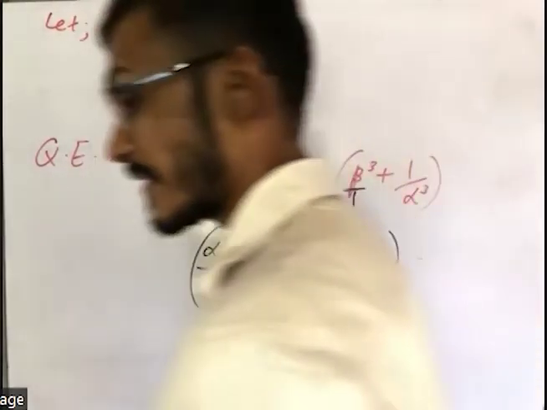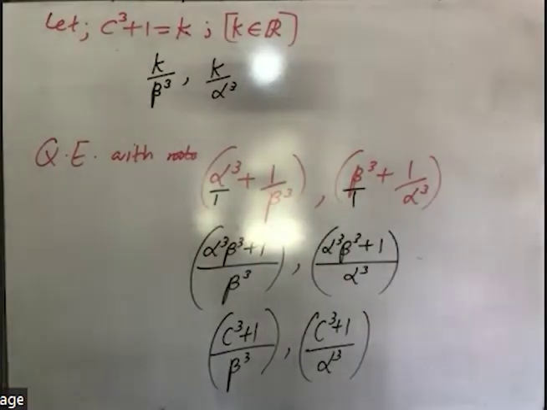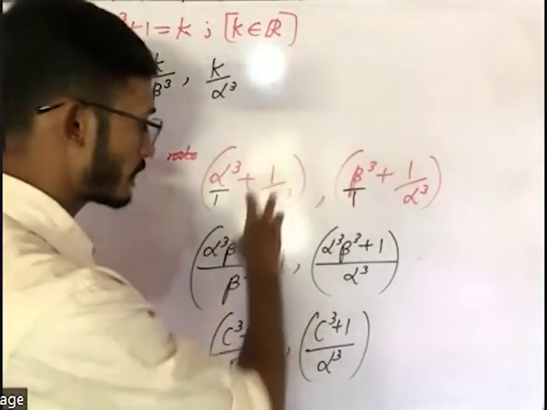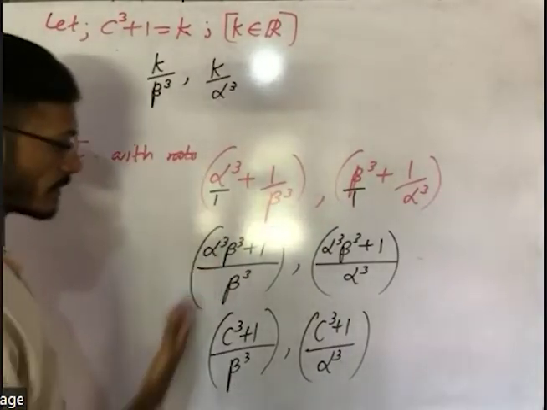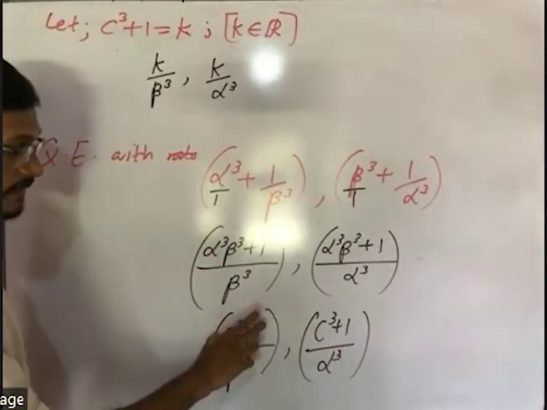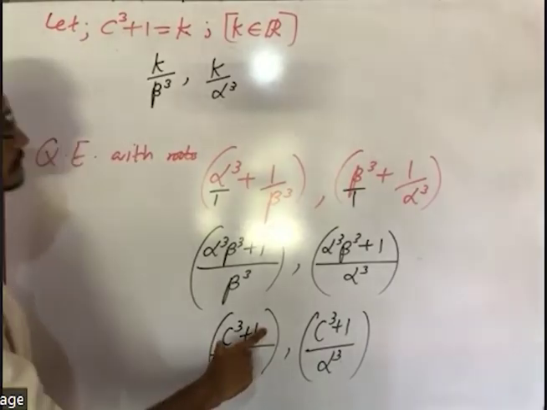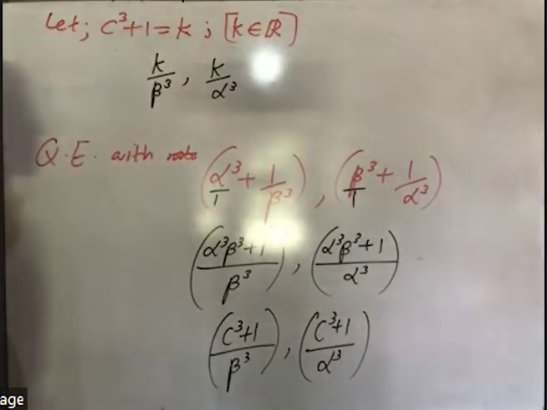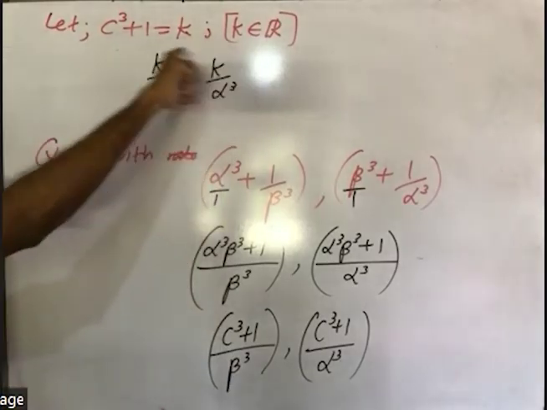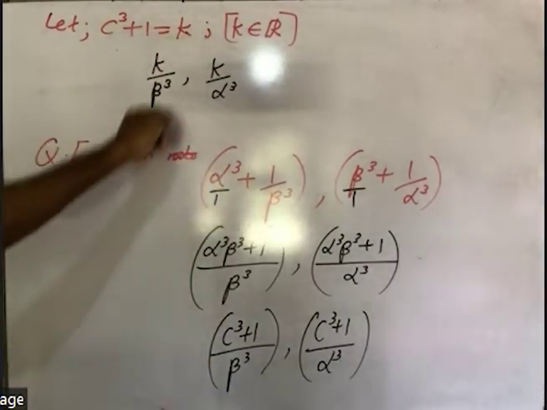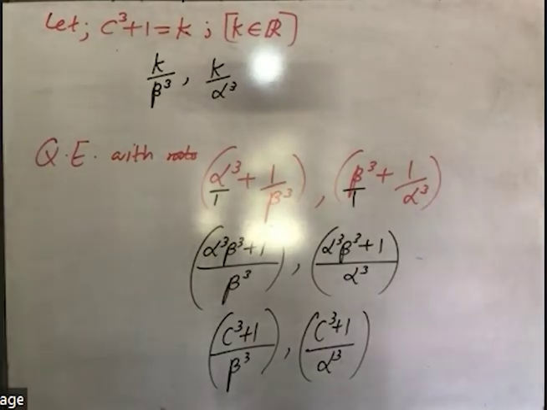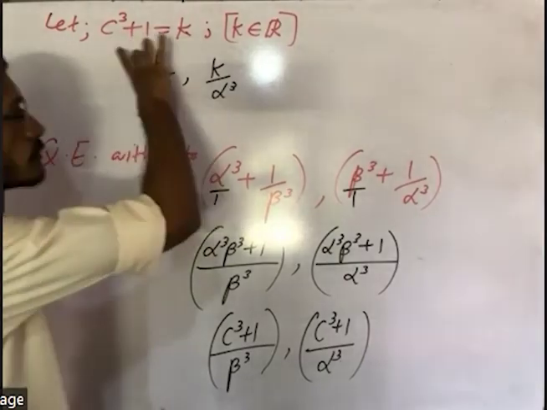Now this is a very simple format compared to the given format. So we have simplified the format of these roots. We have taken the common denominator, then taken this as a constant because c is a constant. Now we can express these two roots as k over beta to the power 3, comma k over alpha to the power 3. Now we just have to find the quadratic equation with these two roots.